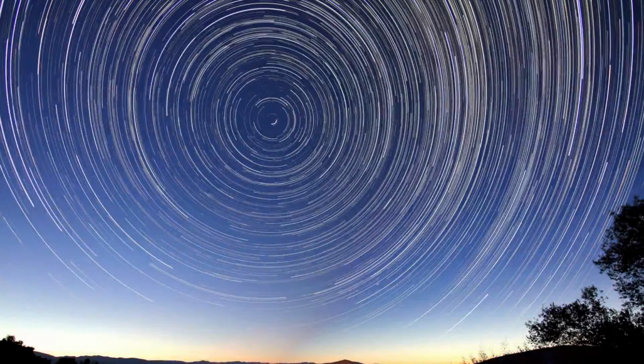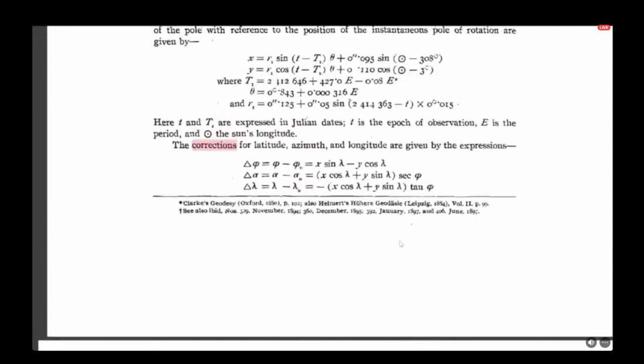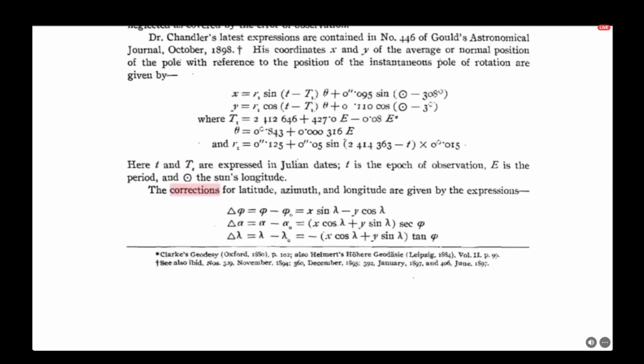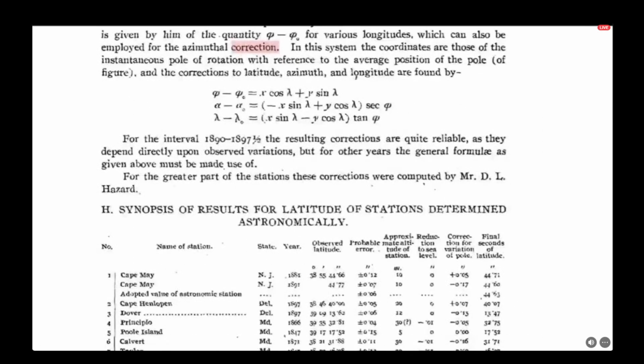Again, what are these correcting to? We saw in the beginning from our prediction, they're adhering corrections to a spherical coordinate long lat system. Oh, no way. It's crazy. The coordinates from our prediction, instantaneous pole of rotation with reference to the average pole. So again, corrections to latitude, azimuth, and longitude. So what are they measuring? It looks like they're doing more correcting than measuring.